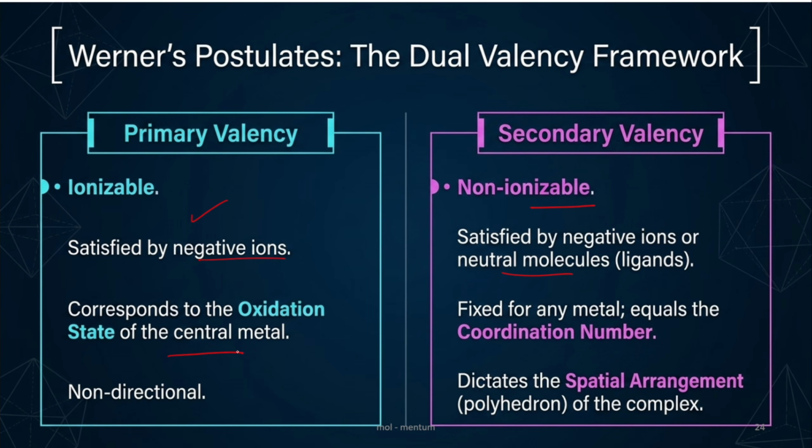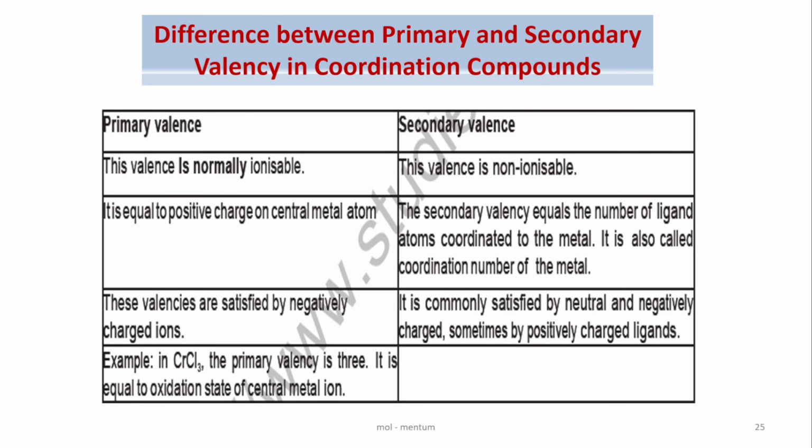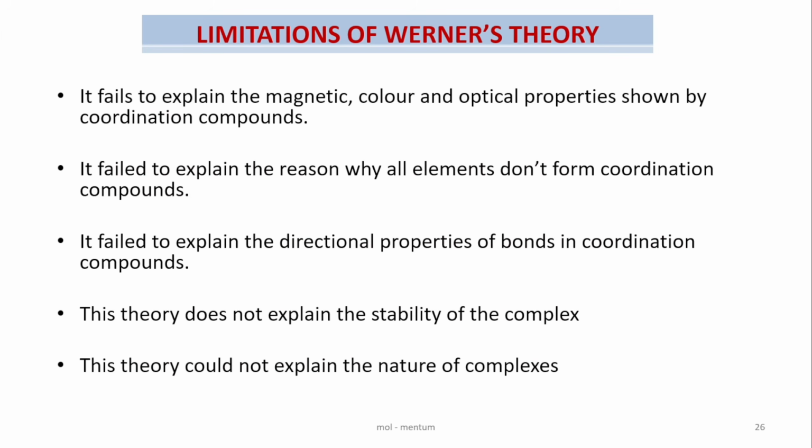Now, the primary valencies are included in the calculation of oxidation state, but the secondary valencies represent the coordination number. Primary valencies are non-directional, whereas the secondary valencies dictate the polyhedron, like tetrahedral, square planar, and octahedral. So this is the difference between primary valency and secondary valency. We have already discussed these pointers.